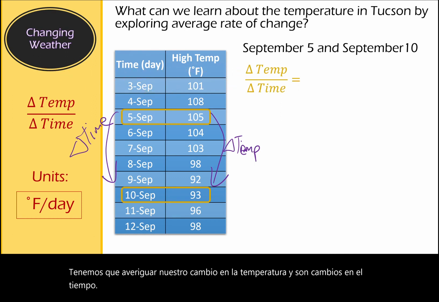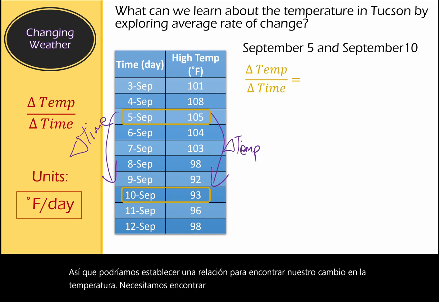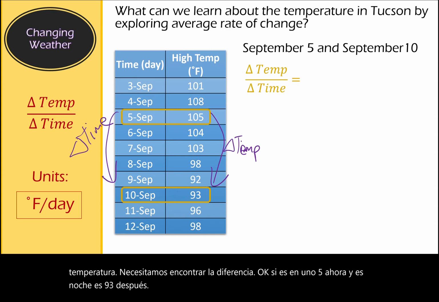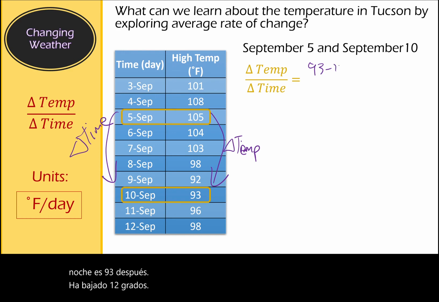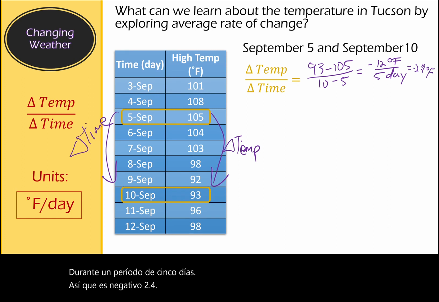So we can set up a ratio. To find our change in temperature, we need to find the difference, okay? If it's at 105 now and it is 93 after, it's gone down 12 degrees. To find that, we have 93 minus 105, what it is on the 10th minus what it is on the 5th. And that's all divided by 10 minus 5. So that's going to give us negative 12 degrees Fahrenheit over a 5-day time period. So that's negative 2.4 degrees Fahrenheit per day.